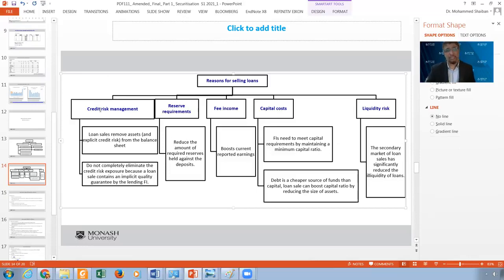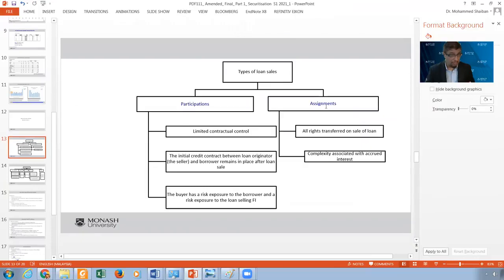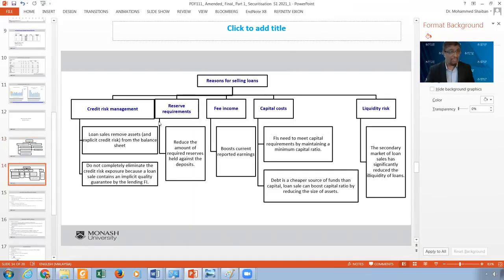The credit risk management is very clear because you sell the loan, and especially when you sell it with assignment, that credit risk of all those assets is gone for the loans you sell.